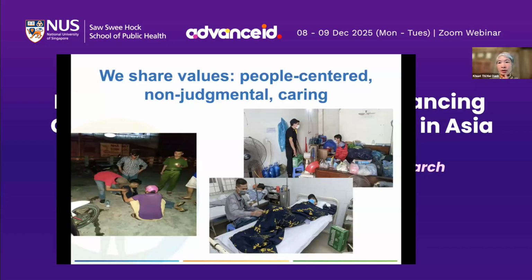Throughout the years, we have strengthened our bond, and we share values. It's people-centered. For the community organization, the community population is their people. They take pride in taking care of them and doing more for them. So we do things beyond the research protocol, like overdose reversal. When a drug user overdoses, the team goes to save the person.